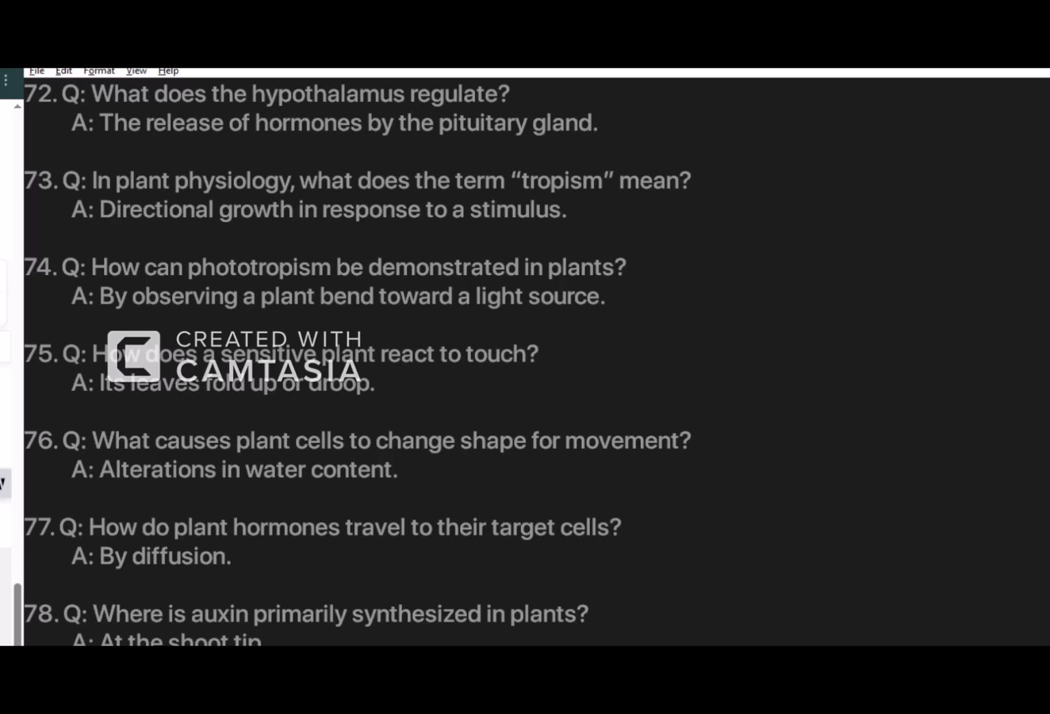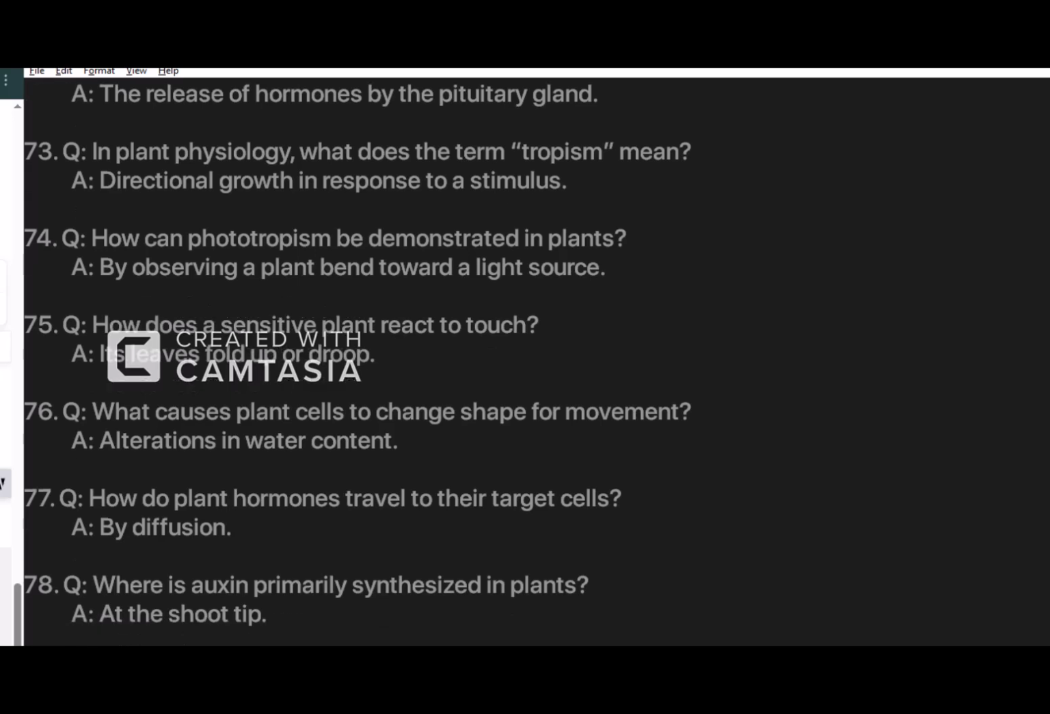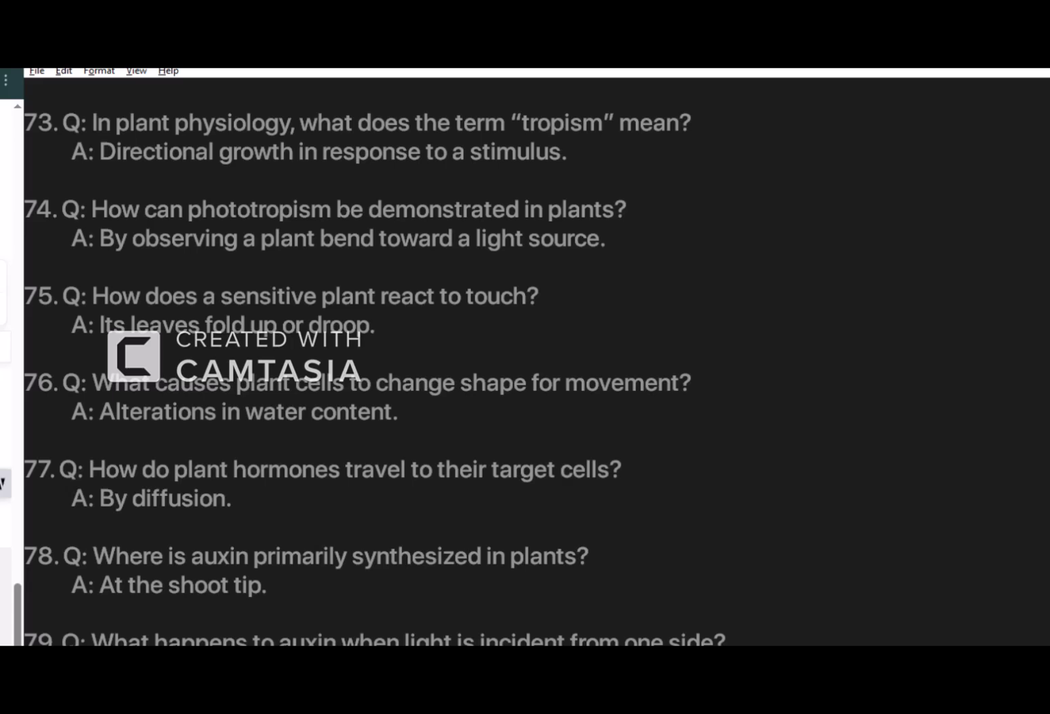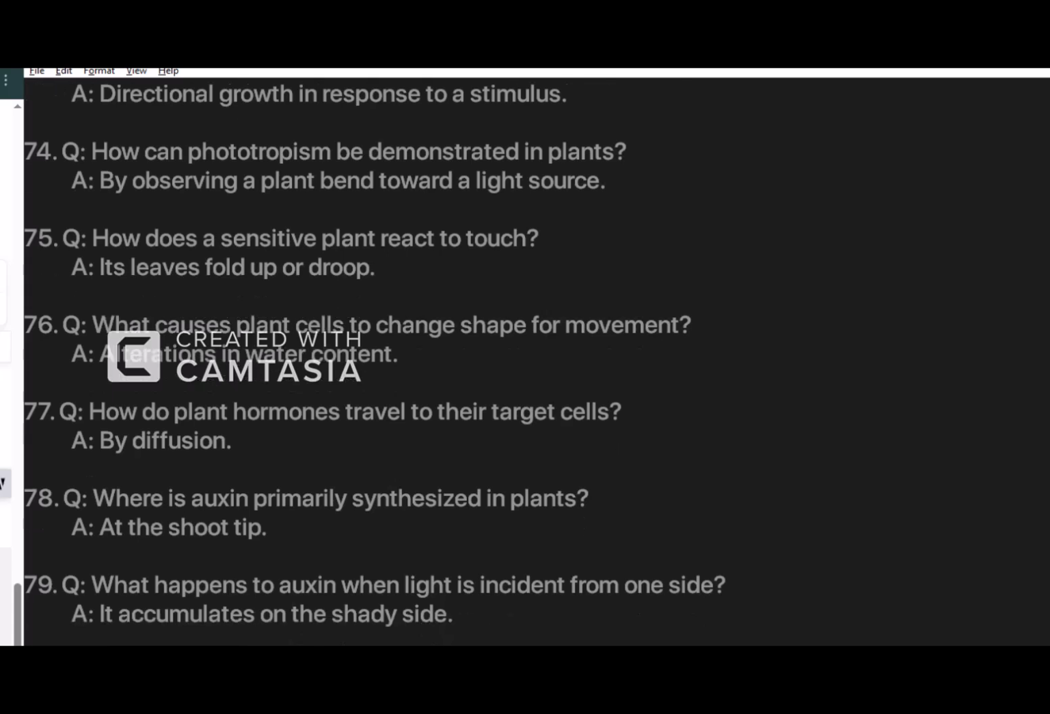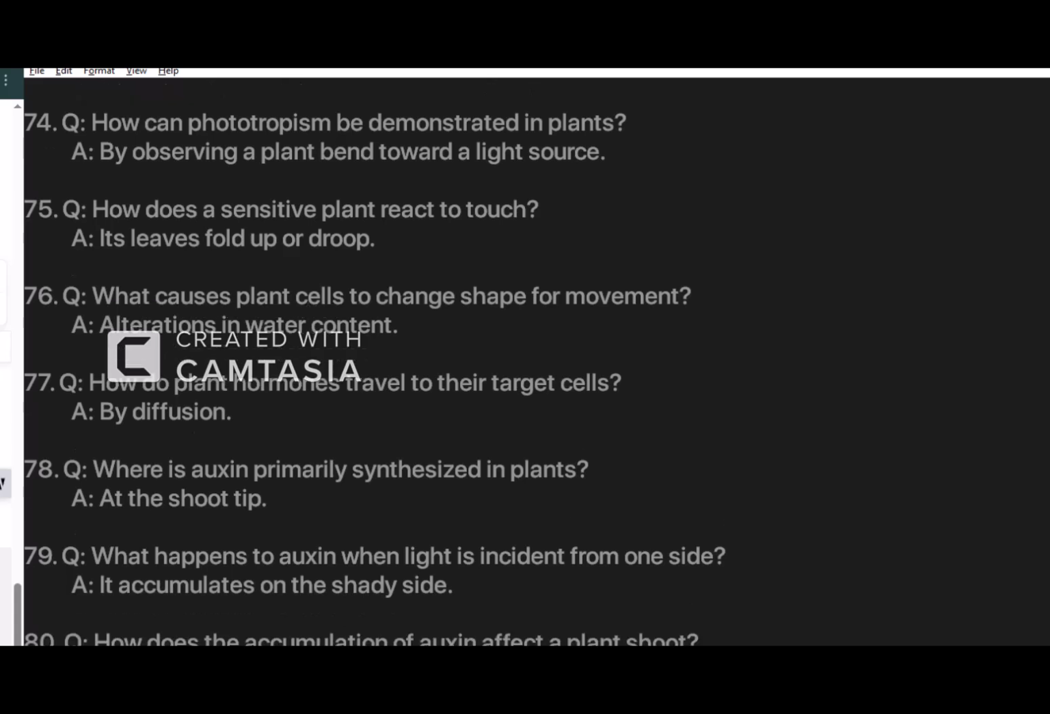78. Q. Where is auxin primarily synthesized in plants? A. At the shoot tip. 79. Q. What happens to auxin when light is incident from one side? A. It accumulates on the shady side.